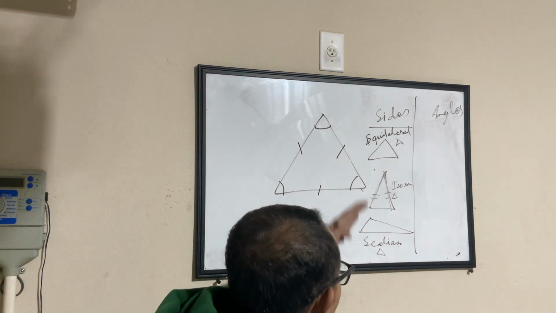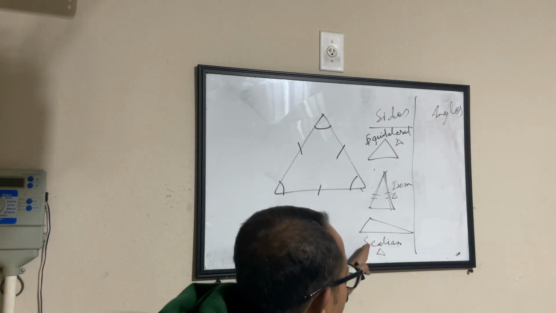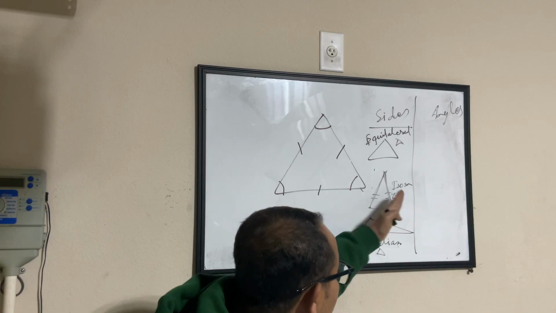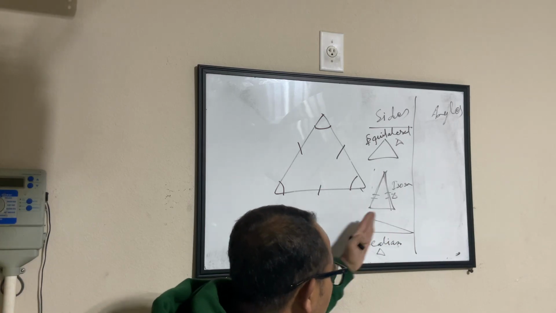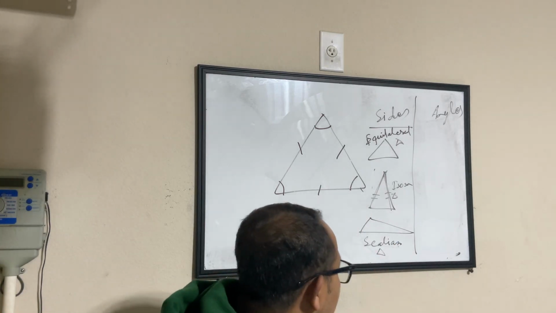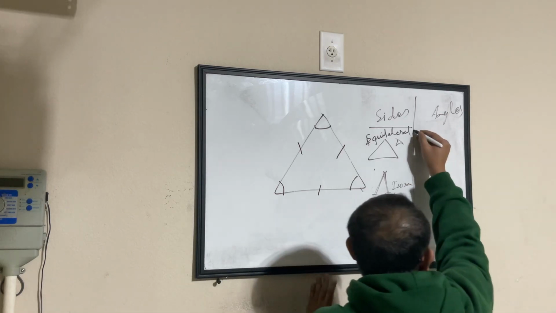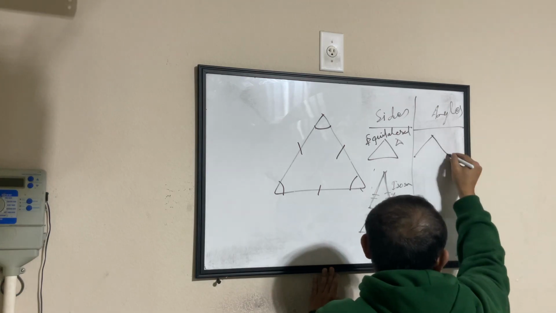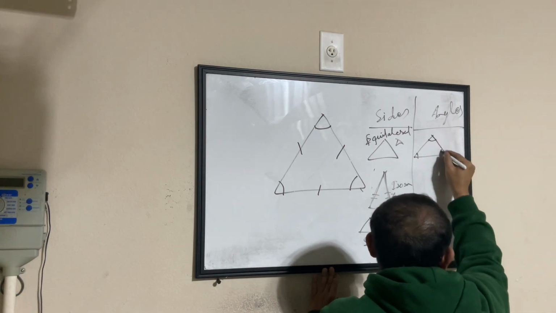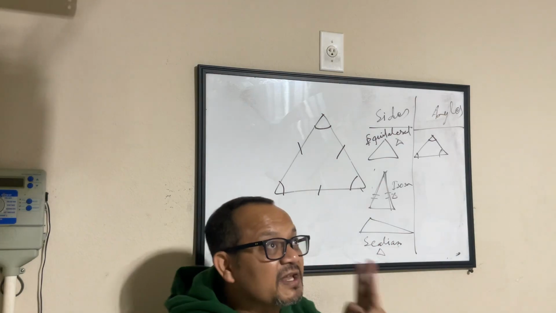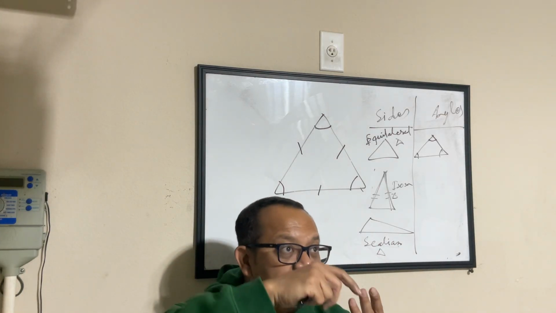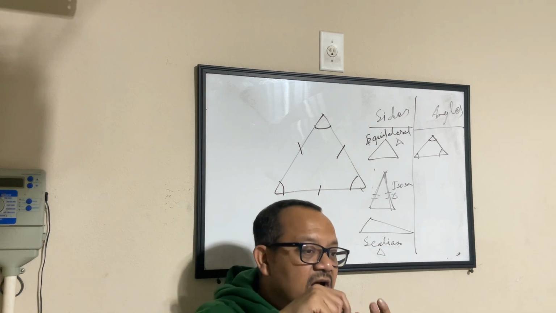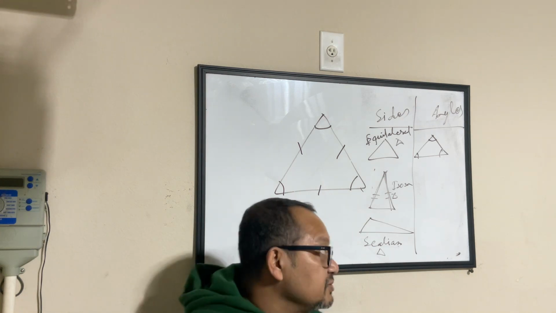Okay. Now, so based on sides, you have 3 variants. Equilateral triangle, when all the sides are same. When only 2 sides are same, that is isosceles triangle. And when all the sides are different, that is scalene triangle. Now, based on angles also, you can categorize them into 3 parts. When we looked at the angles, we looked at 3 variants of the angles: acute angle, right angle and obtuse angle.